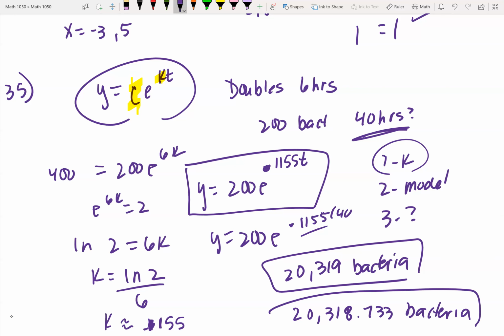So I think you would get credit either way, but 0.733 of a bacteria, that's a little odd, so that's why I'd probably go with that one.